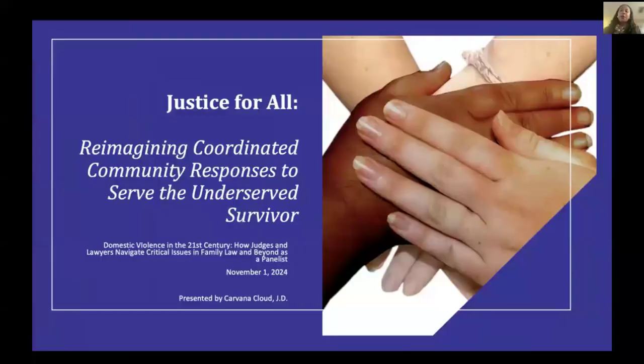Awesome. Such an insightful presentation, and I think it goes perfectly, and it allows me to segue into talking about something that's very important. Many of the points you've already spoken about, and a lot of the survivors, the lawyers and the presenters talked about as well. I'm going to be speaking about justice for all, how we can, as attorneys, reimagine coordinated community responses to serve the underserved survivor. As attorneys, we have to make sure we are.